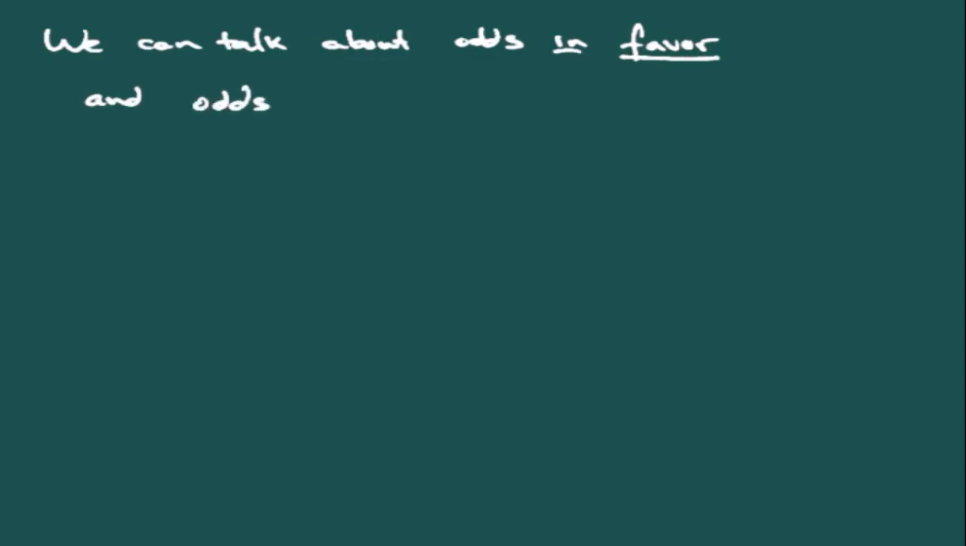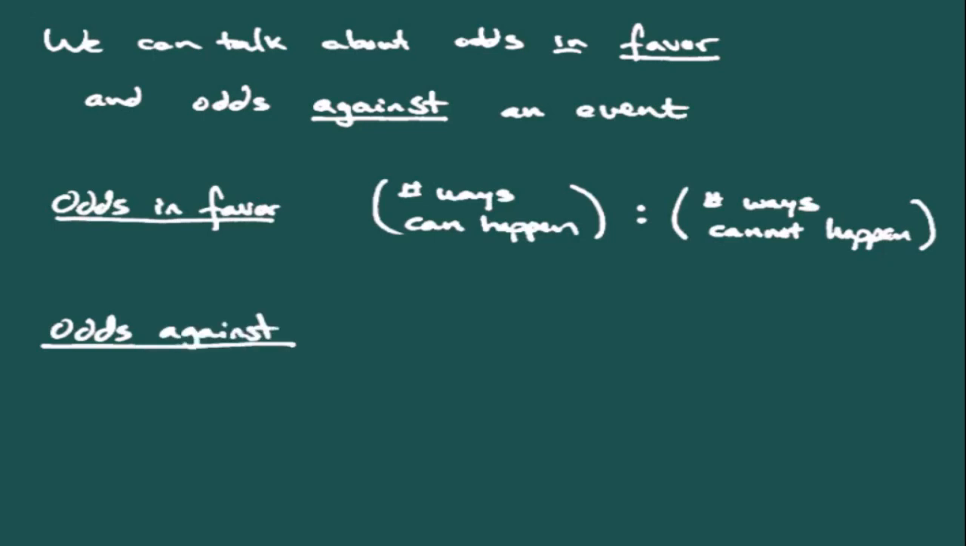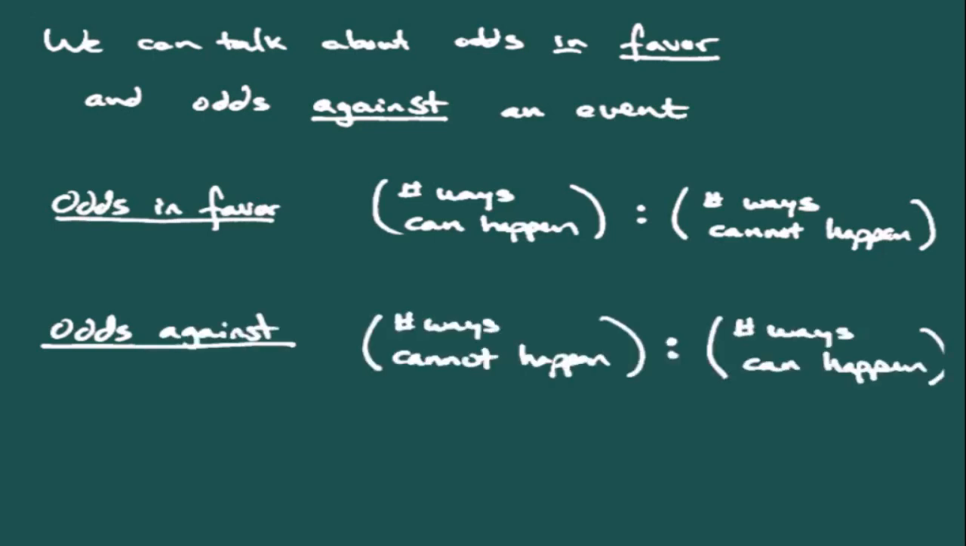So we said at the beginning that we can talk about the odds in favor of an event, or we can talk about the odds against an event. And we said the odds in favor of an event are just going to be the number of ways that it can happen to the number of ways that it cannot happen. Well, the odds against an event, we just flip those around. And we say that the odds against are just going to be the number of ways that it cannot happen to the number of ways that it can happen.